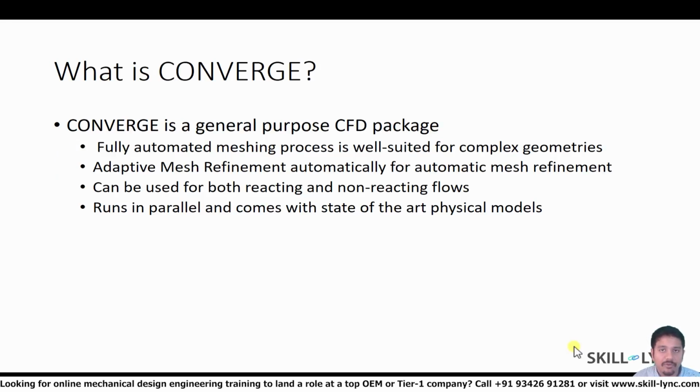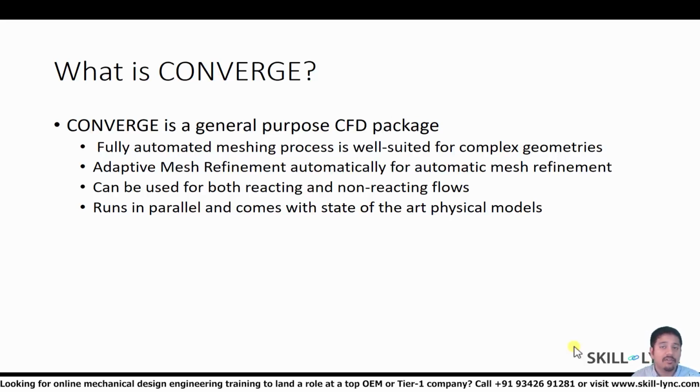So first of all, why did we choose to use CONVERGE? CONVERGE is a general purpose CFD package, which means it can be used to analyze flow through any system. And one of the reasons why CONVERGE is so popular is because it has a fully automated mesh generation process and is extremely suited for complex geometries that actually move in a complex way. All right. And on top of that, CONVERGE also has something called adaptive mesh refinement. With adaptive mesh refinement or AMR, you don't have to guess where the mesh resolution needs to be higher or where the mesh resolution needs to be lower. The solver is going to figure it out automatically by monitoring the solution during runtime.